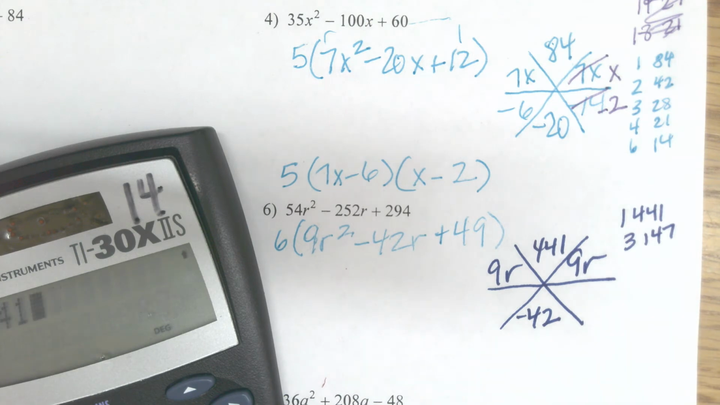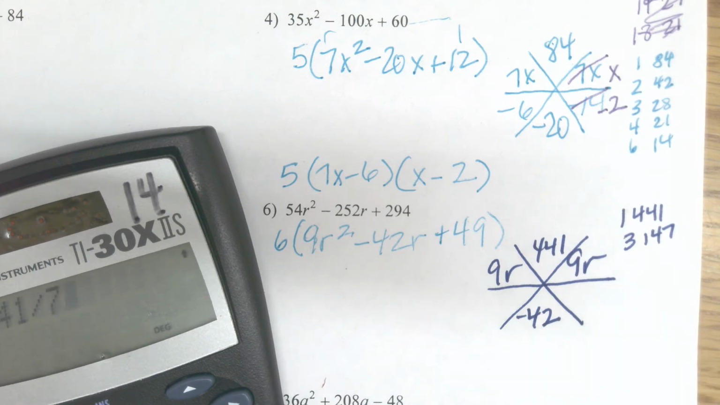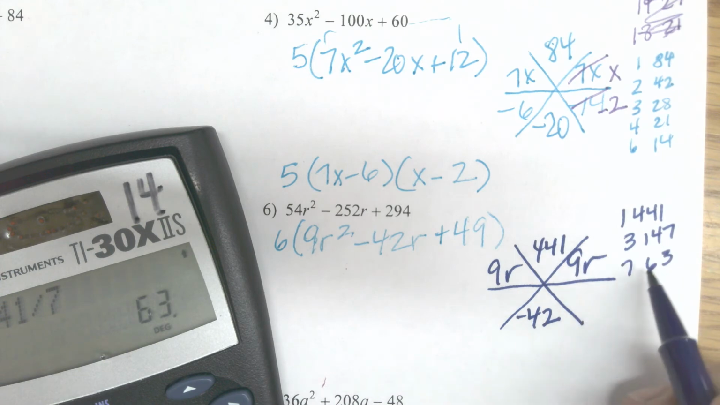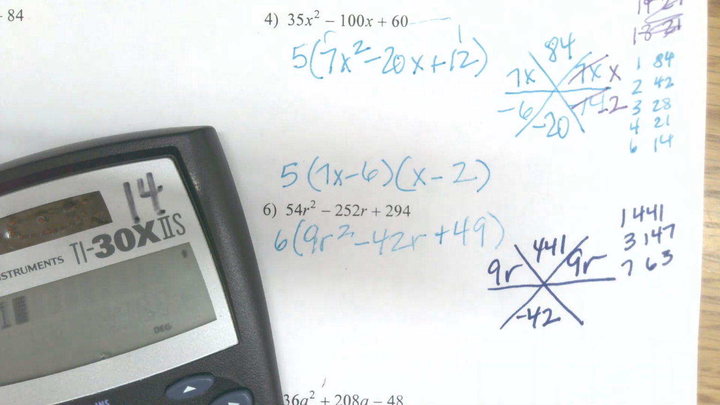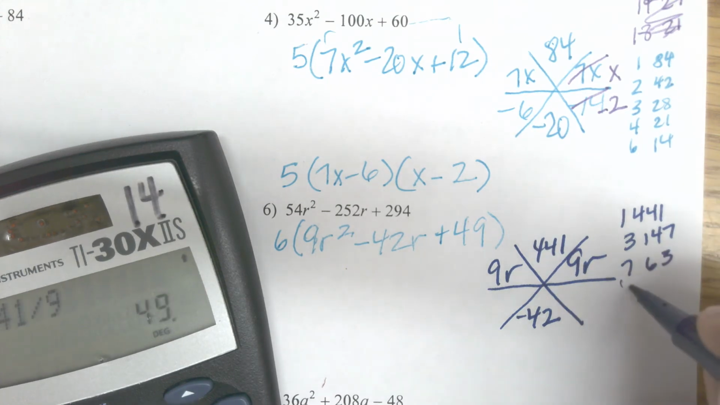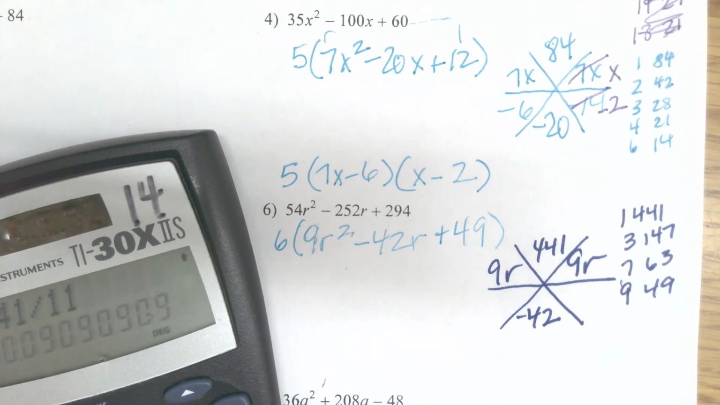So 441 divided by, I'm not going to try 4 because it's even. I'm not going to try 5 because it doesn't end in 0. I'm not going to try 6 because it's even. I'll try 7. 7 and 63. Nope. I'm not going to try 8 because it's even. I'll try 9. 9 and 49. I'm getting closer, but still not at 42. I'm not going to try 10. I'll try 11. Nope.